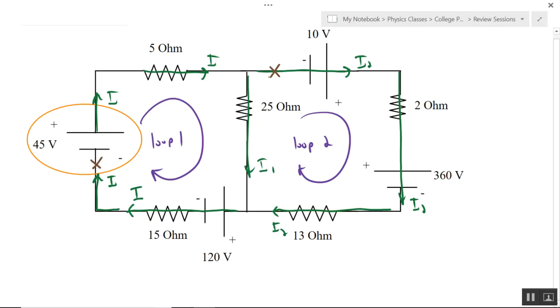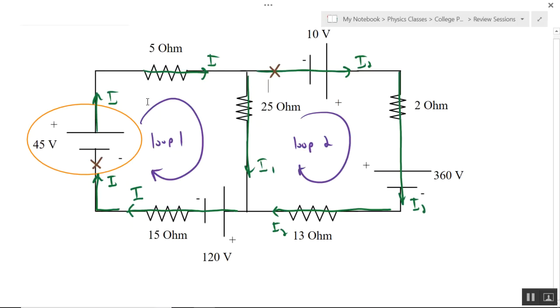So you go through everything. Okay, so the first thing we see is, for loop 1 here, the loop on the left, the first thing we see is this 45-volt battery. So we go from negative to positive across it. So is that a gain or a loss of voltage? Gain. So you write down plus 45 for that one.